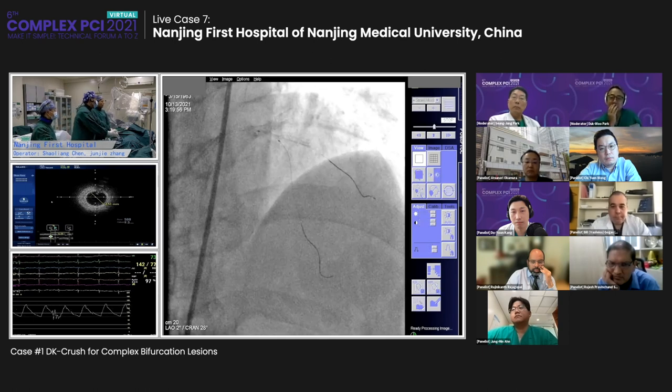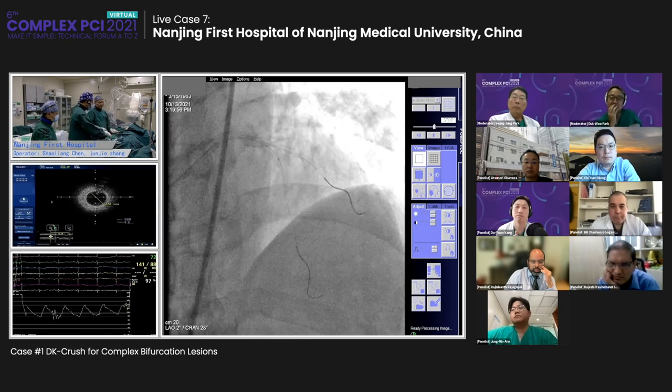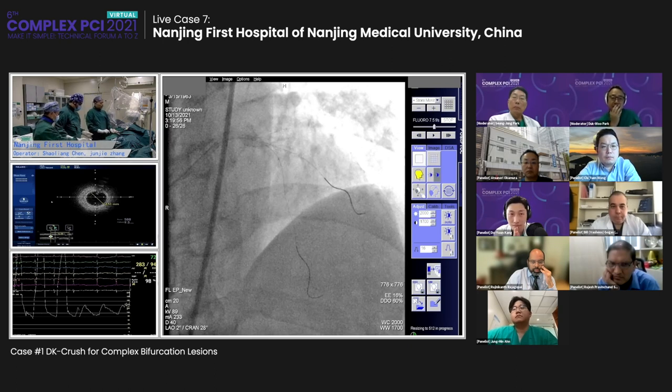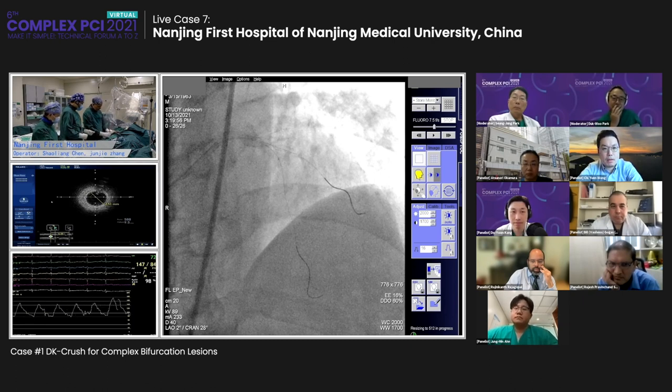During the inflation of the balloon, I can feel very strong resistance because, according to the IVUS from earlier, you can see that it's not severe, but very diffuse, very extensive calcified plaque towards the ostium of the diagonal.